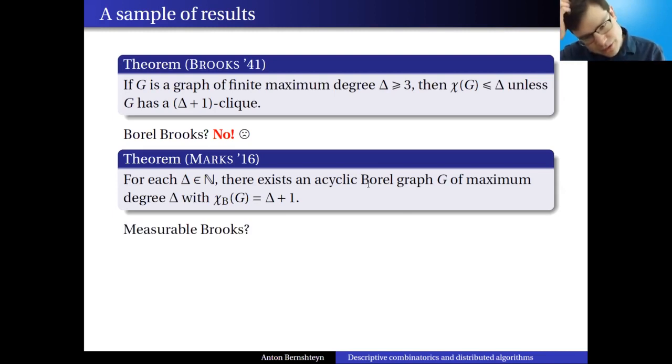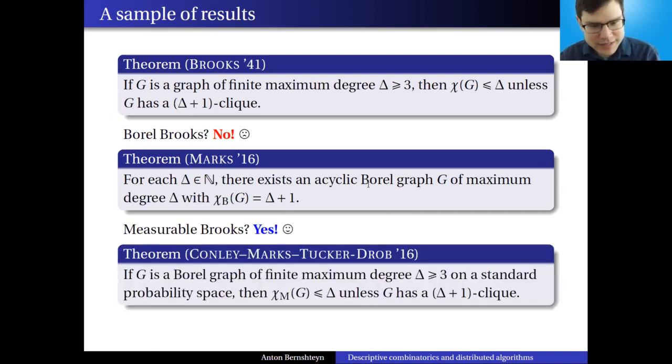What about measurable? If we're less greedy, we want measurable colorings. This is the measurable version of Brooks' theorem. Turns out that the answer is yes, which is maybe a bit surprising, because it shows that somehow the pathologies of these examples that Marks constructed really have to live on a measure zero set. This is the theorem of Conley, Marks, and Tucker-Drob, which is literally the same as Brooks' theorem, but with measurable inserted in the appropriate place. G is a Borel graph of finite maximum degree delta at least 3 on a standard probability space. Then its measurable chromatic number is at most delta unless G has a delta plus 1 clique.